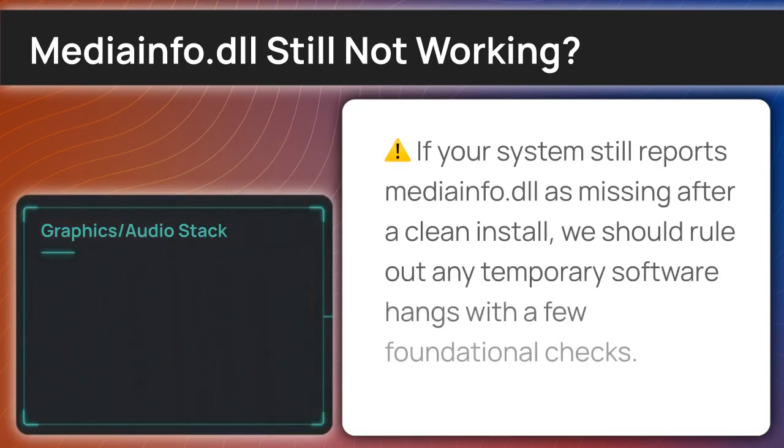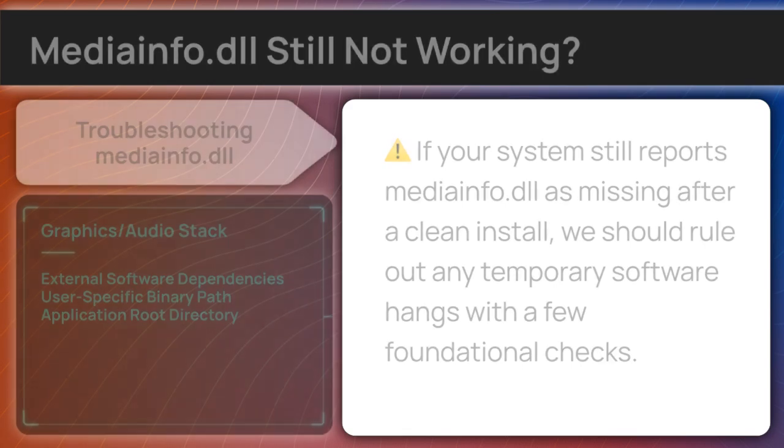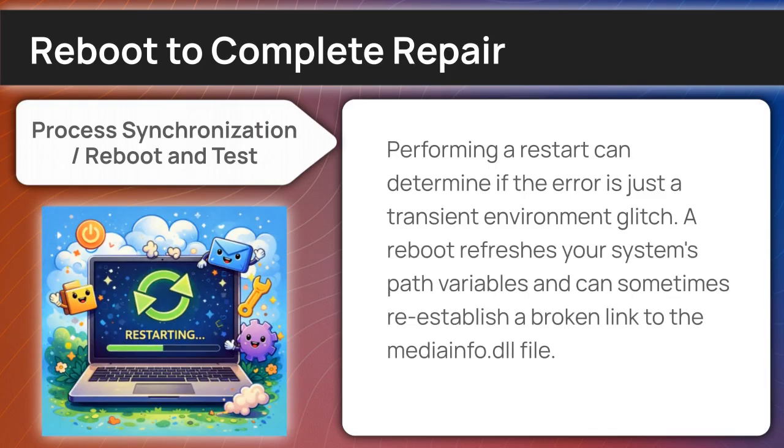If no luck was had with the redistributable package, we will escalate the fix by performing a targeted reset of the system state. Performing a restart can determine if the error is just a transient environment glitch. A reboot refreshes your system's path variables and can sometimes re-establish a broken link to the Mediainfo Library file.